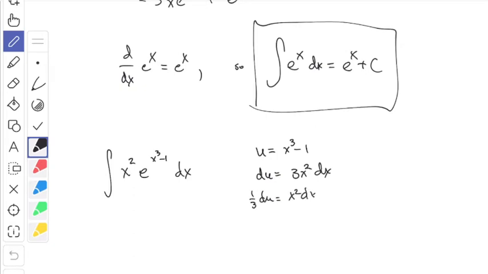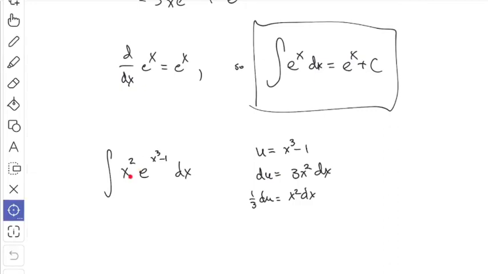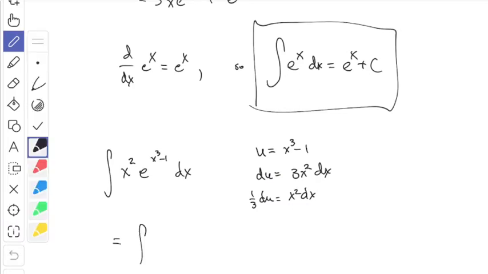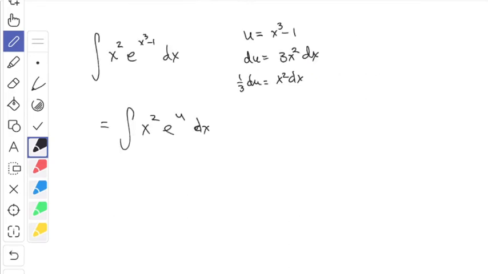And I have a good feeling about that because I see an x squared hanging out inside the integral here. So I think the u substitution is going to work out just fine. If I plug in the u directly where it goes, it looks like this: x squared and then e to the u.